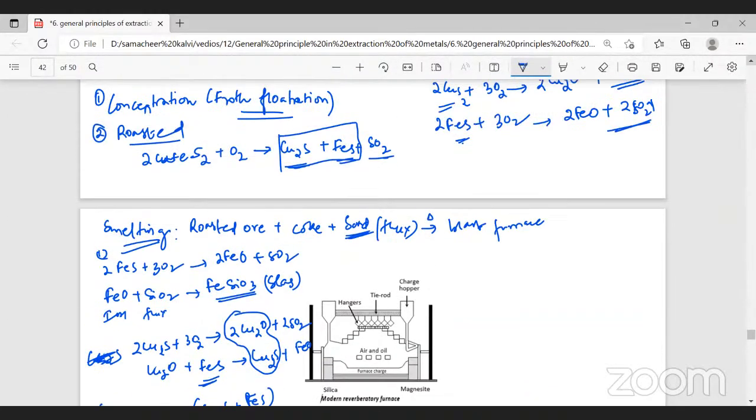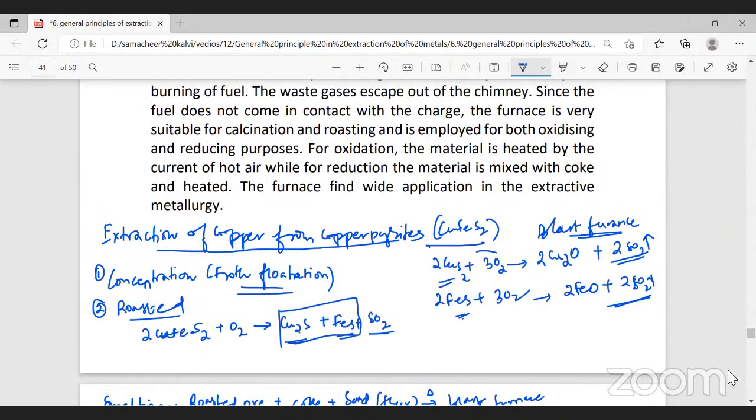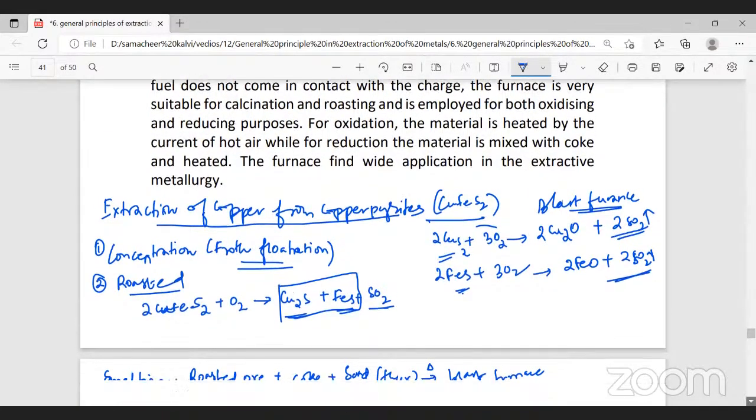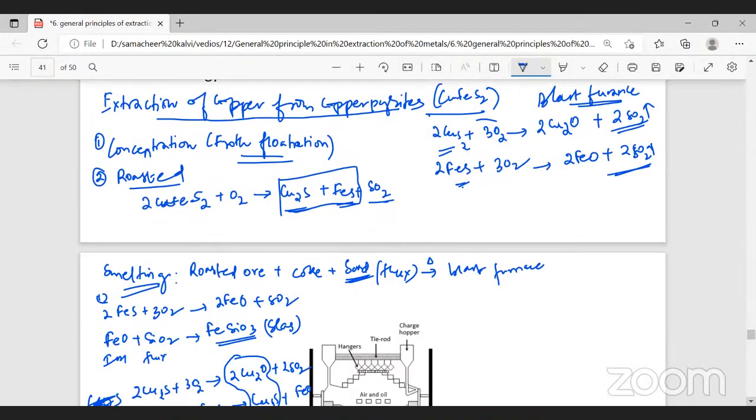Are you following? There are so many reactions we are learning. Are you following? Yeah? Are you there?